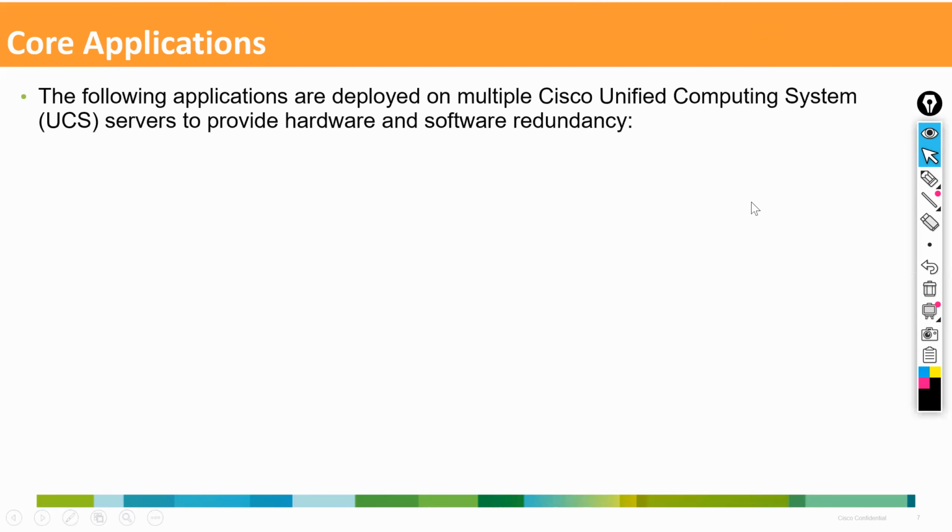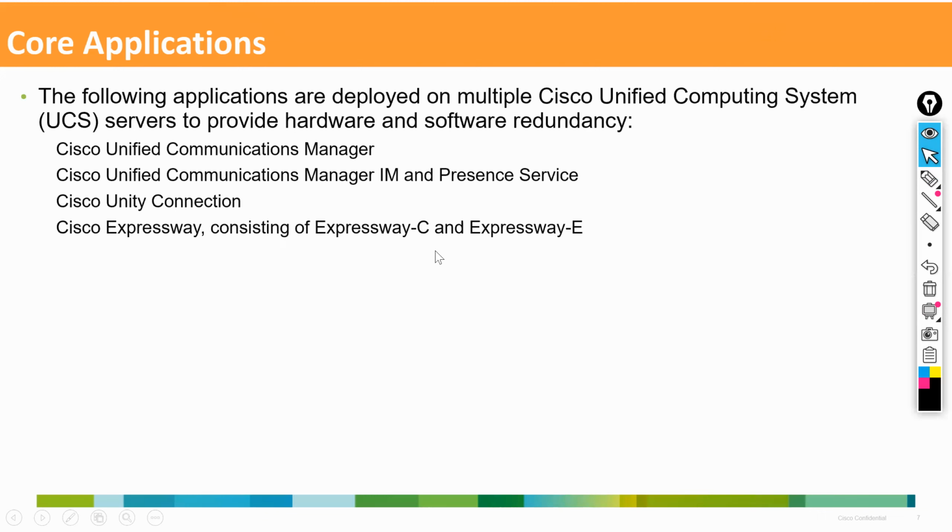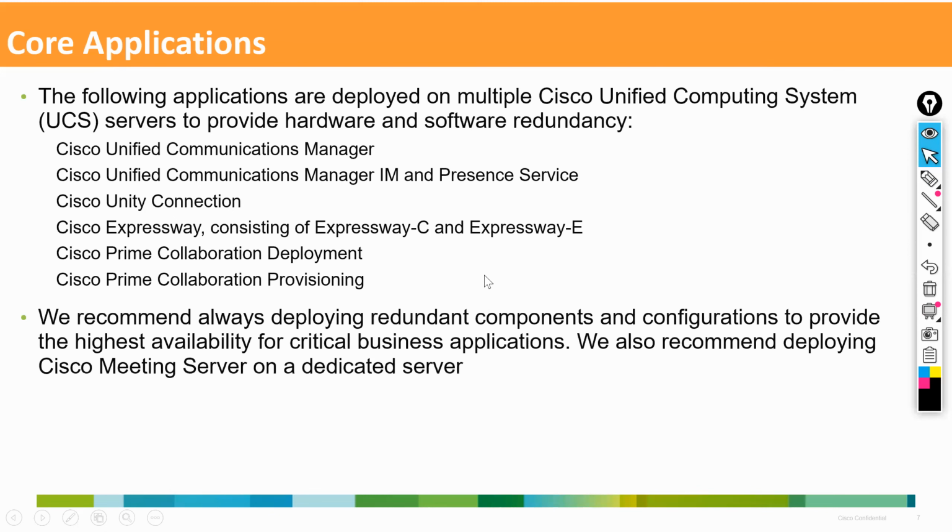So that's the core applications we have. I'm not explaining all these again, as I have already explained them: CUCM, IMP, then Unity Connection for the voicemail system, Expressway C and E, then Prime Collaboration Deployment and Prime Collaboration Provisioning. Edge means we use a firewall: in the DMZ zone we use the E, and in the internal network we use the C. Later, when we do the labs, we'll discuss that. All these servers are installed on the UCS server.